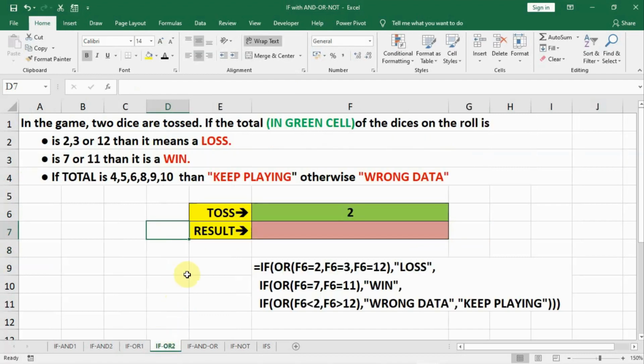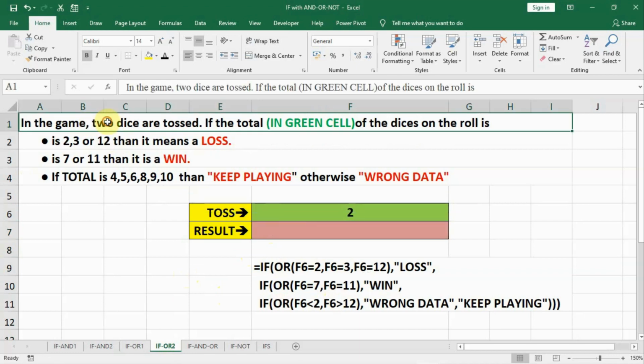Let us see a more advanced example of this. Here we'll use or within if along with the nested if, not only if but the nested if and multiple ors within those ifs. The question is slightly more complex: there are now two dice, and both dice have the numbers 1 to 6.